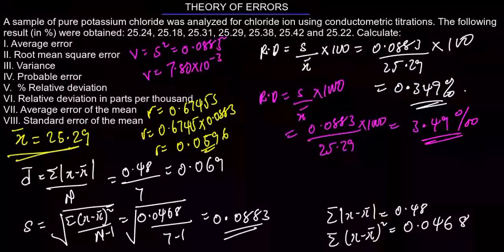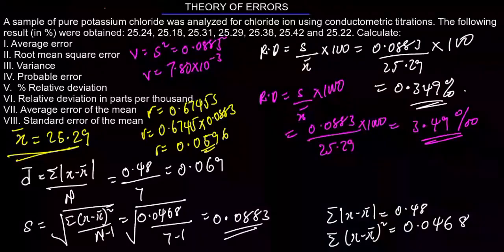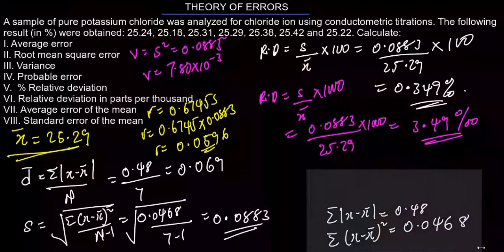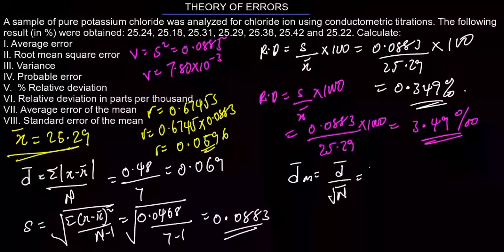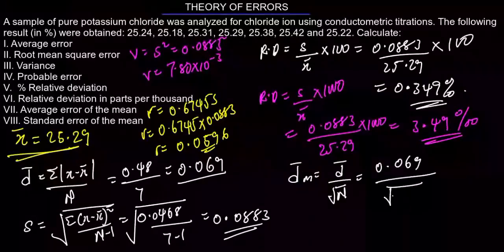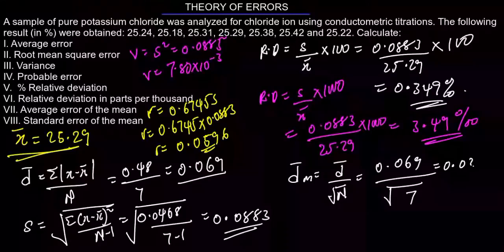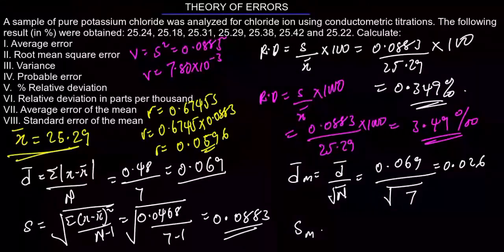Good. So next one is average error of the mean. Can you still recall the formula? The average error of the mean is very simple. That's the average deviation over square root of n. And what would that give me? This is 0.069 all over square root of n, and my n is 7. 0.069 divided by square root of 7. So that will give me 0.026.